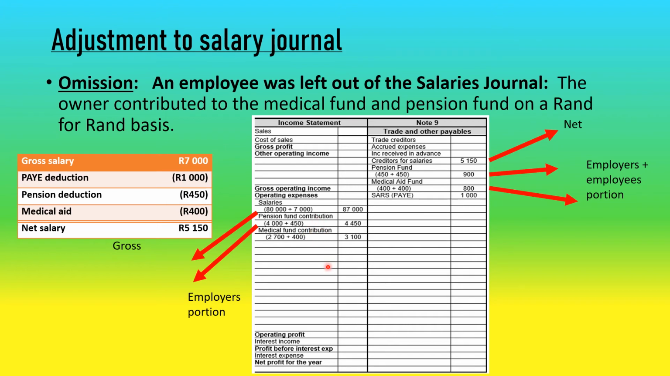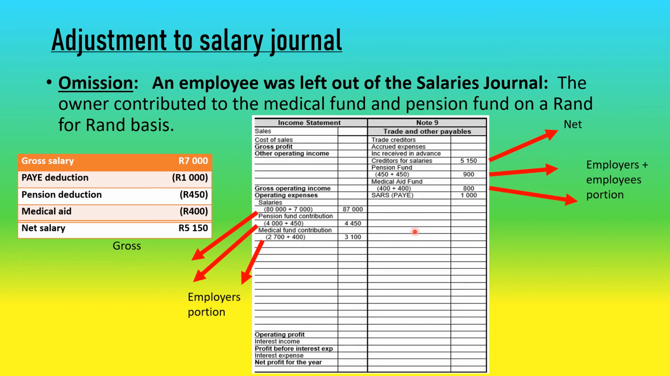This is the part that is the employer's portion. The reason this is the employer's portion, because the employee's portion is paid out of the employee's money. It is not an extra expense for the company. The employer's portion is an extra expense for the company and therefore needs to be added to the pension fund contribution and the medical fund contribution that was not complete. I hope that makes better sense now.